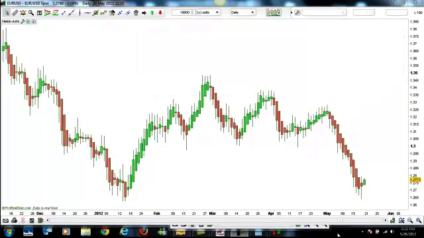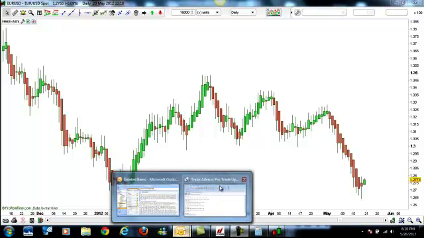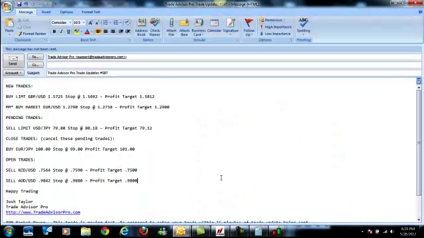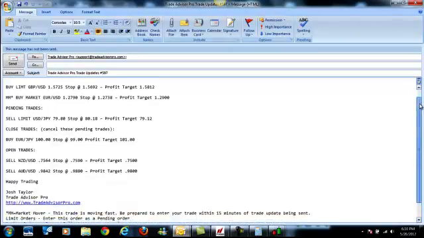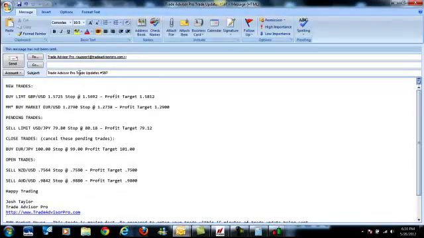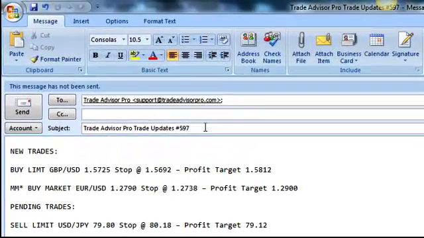Alright, so without further ado, let's get into what one of the trade signal emails will look like, and then we're going to take you through the process of how to put them into your software if you're a Pro Signals Direct customer. So this is what an email would look like. It'll say Trade Advisor Pro trade updates, and it usually has a number. In fact, they always will have a number. In this case, this is 597.